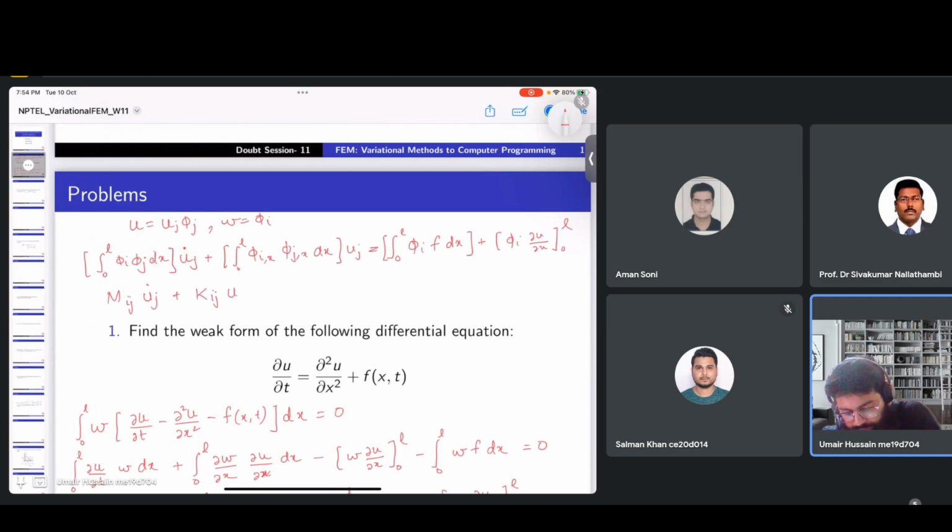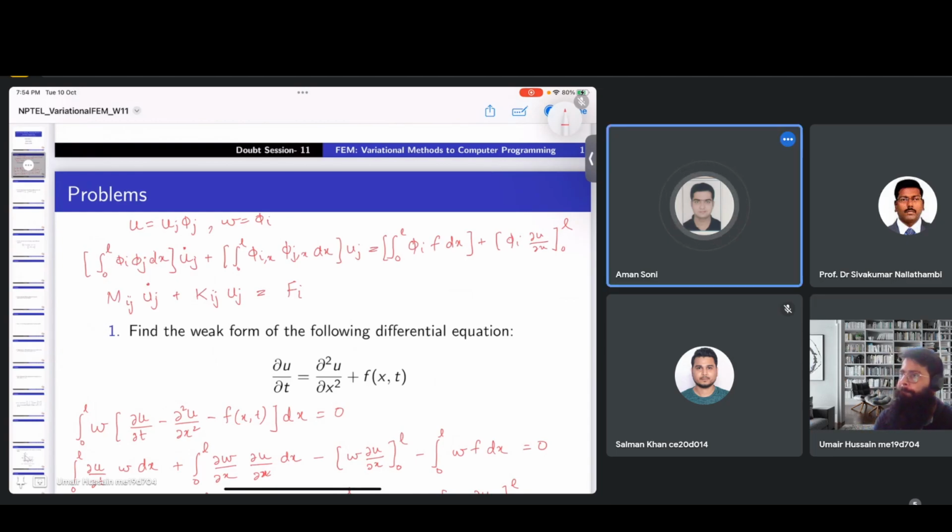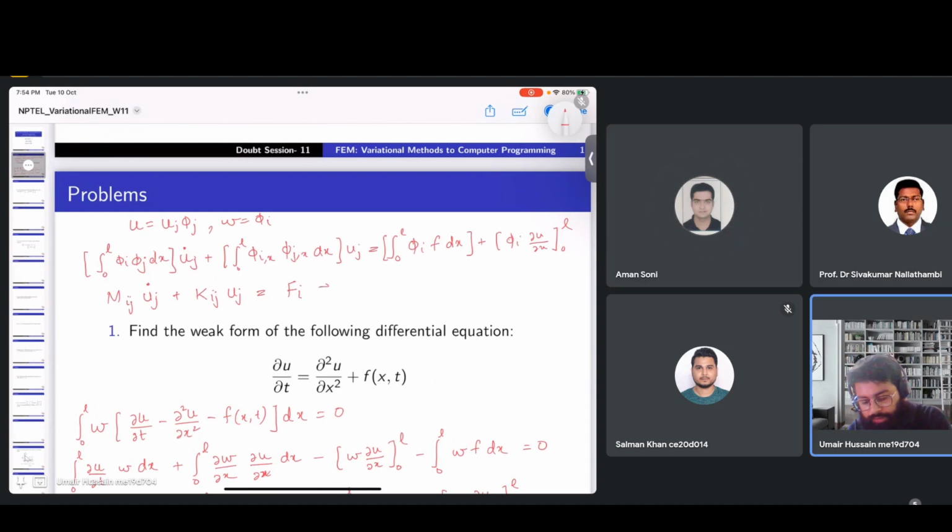So Mij uj dot plus Kij uj equals fi. If we want to discretize this in a time marching scheme, can we do it here itself? So how do we do it? First, Mij is constant. Then how do we discretize uj dot?